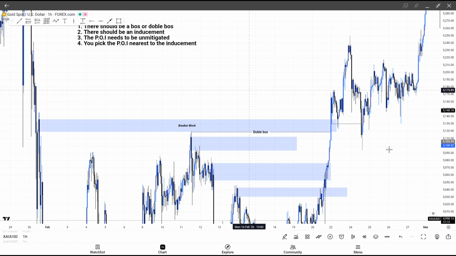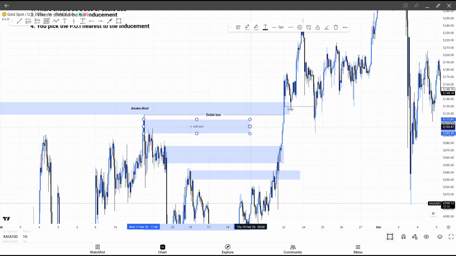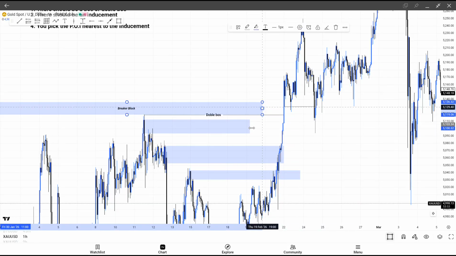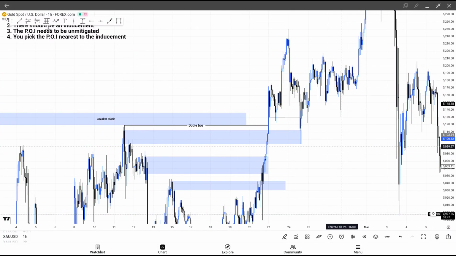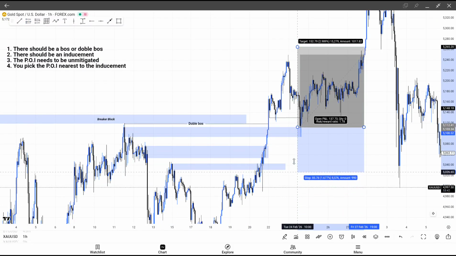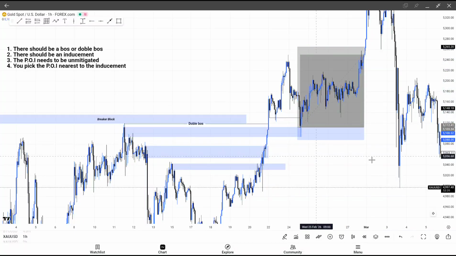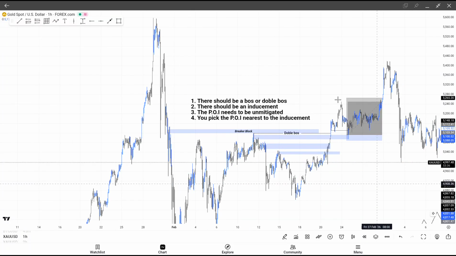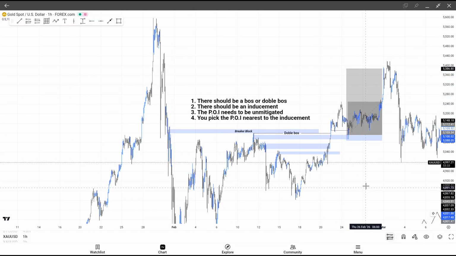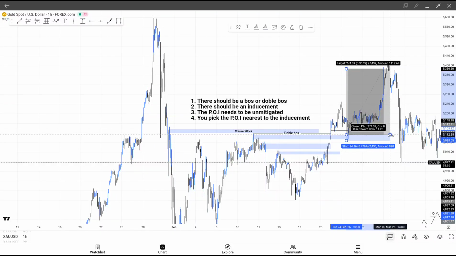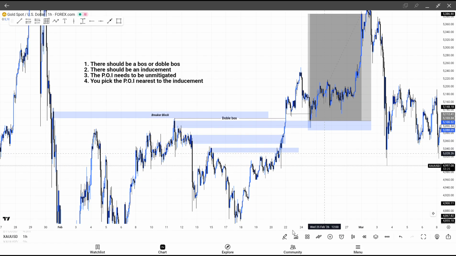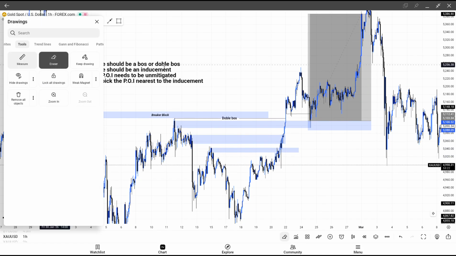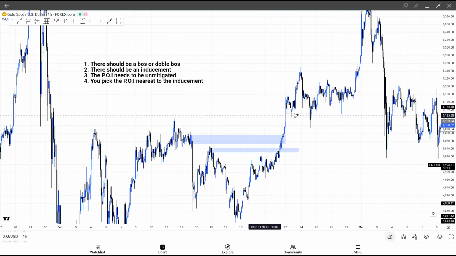So we are taking the point of interest that is closest to the inducement. What's the point of interest closest to the inducement? It is this next breaker block below here. Do you understand? It is the one that we are using to take our buy. Simple as that, guys, very, very simple. This trade is 1 to 11. Have you seen? This is the first example of a double break of a structure. All right, let's go again to look for another example.